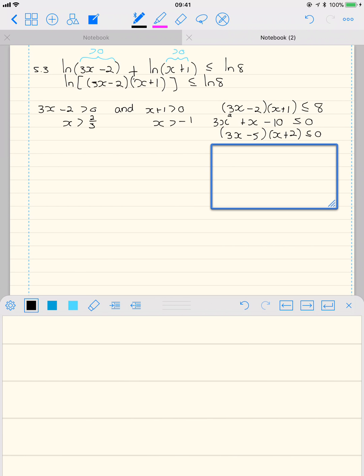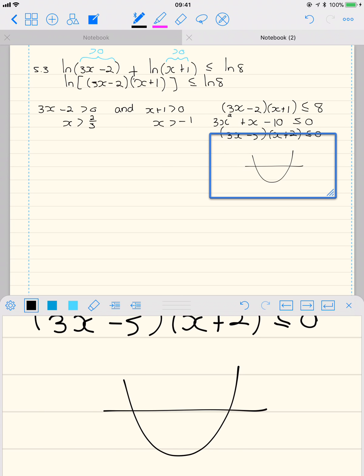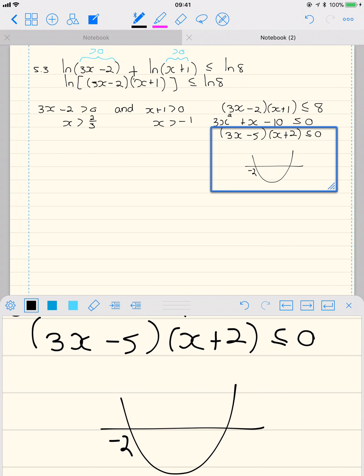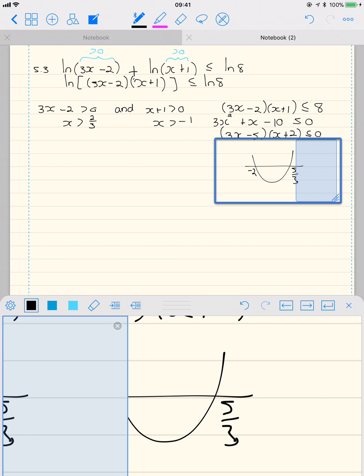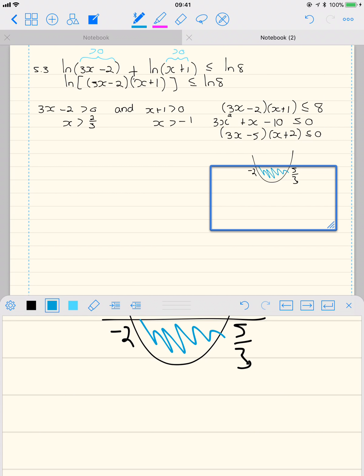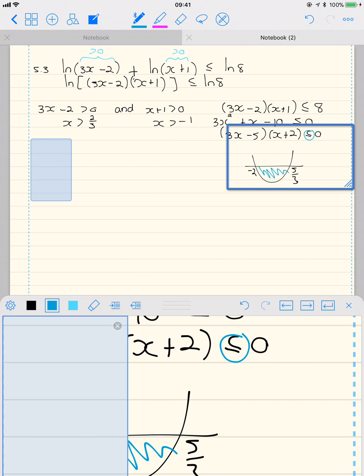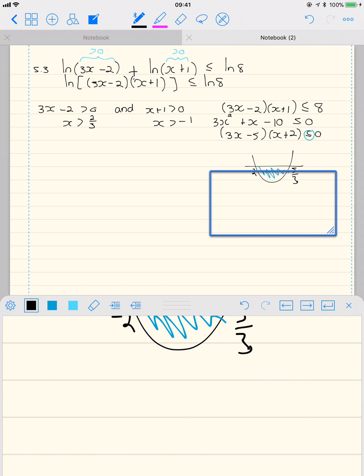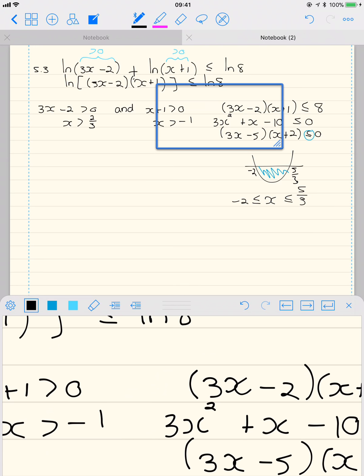Now because it's a quadratic function, we draw the graph. So we know that it will cut at minus 2 and 5 over 3. Now let's look on the graph, where is this function negative? And that's over here. So we know that x must be between those values, including them because of the sign over here. So we will have x is between minus 2 and 5 over 3. Now this is also an AND, because all three of these things need to be true.